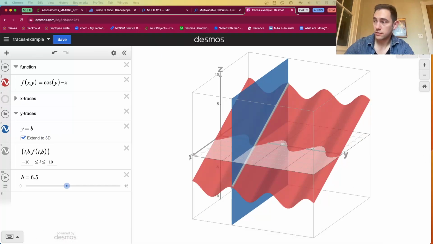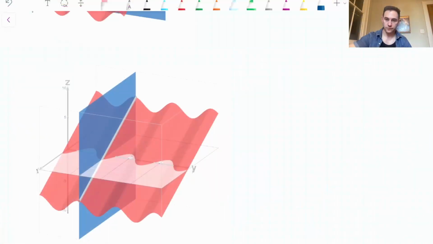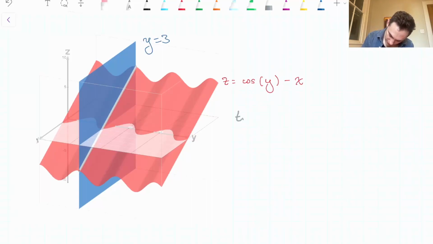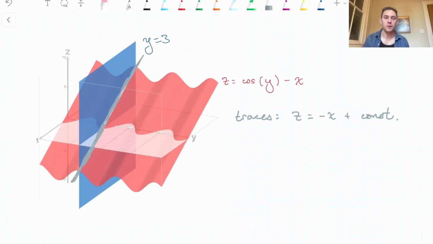So here back in the OneNote, we can see the traces with y, this is the surface now, say y equals 3, and this is the surface z equals cosine of y minus x. If I take them simultaneously, I see that my traces look like z equals minus x plus some constant. Of course, that's exactly the shape I see. That gray line of intersection right here is just some line of slope -1. These are traces, and this is a really great way of wrapping your head around what a surface might look like.